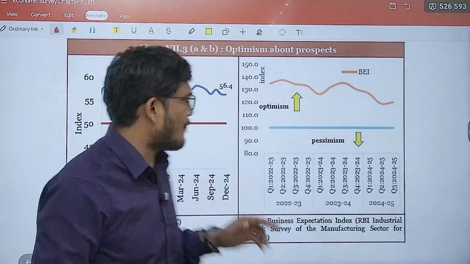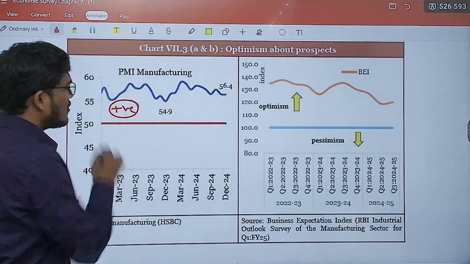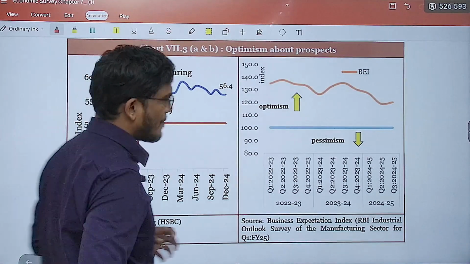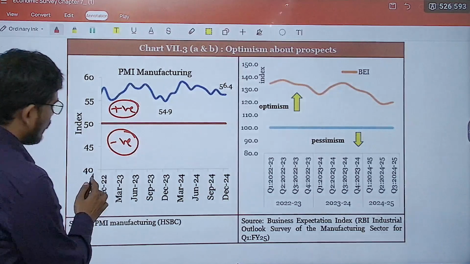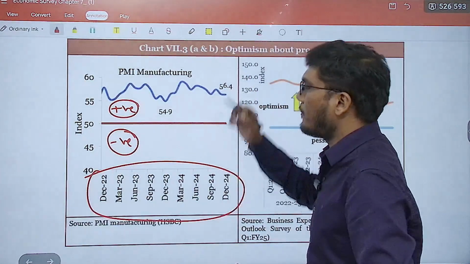So generally, if it is above 50, it is considered to be optimistic, that is positive. If it is below 50, it is considered to be pessimistic or negative. So as you can see, since the last 2 years, it has been over 50. That means on the optimistic side.